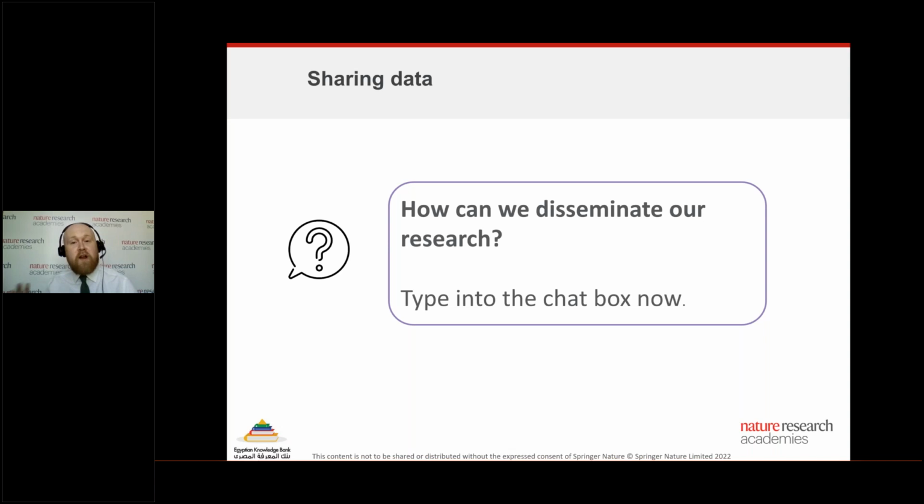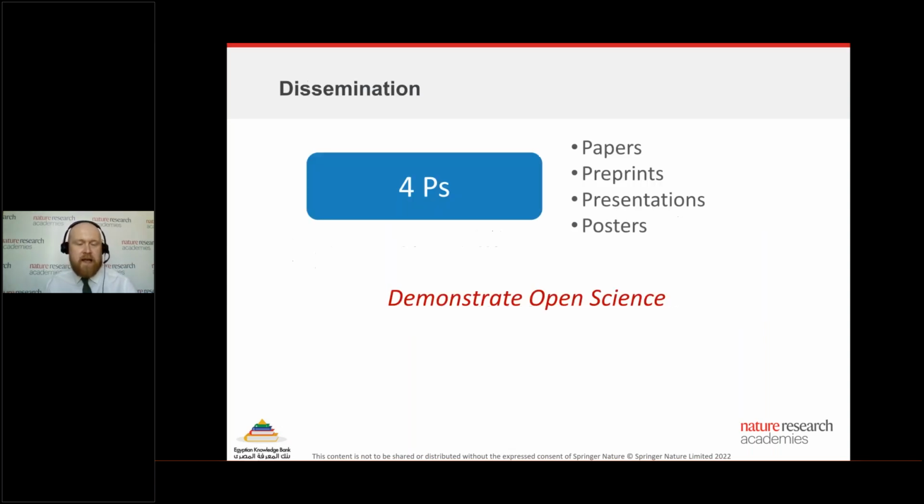Okay, great. Yeah, really, there are loads of ways we can disseminate our work. And as part of your impact plan, try to implement as many different ways as possible. Now, we have the traditional ways of dissemination: research papers, preprints, presentations at conferences, perhaps poster presentations at conference as well. I call these the 4 Ps. As I say, these are traditional ways.